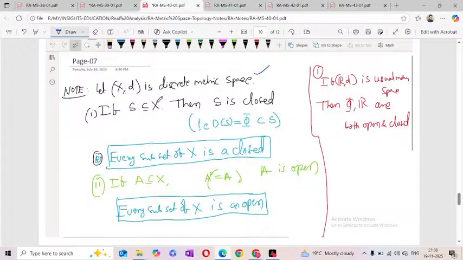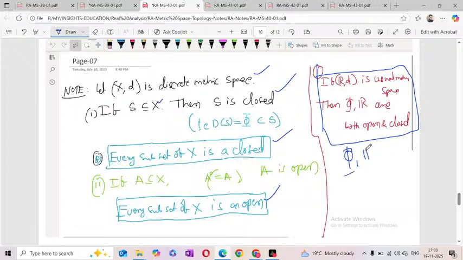If S is a subset of S, definitely that is the closed set. That means every subset of X is always closed. Same if every subset of X is open also. That means every subset of X is both open and closed. But in the usual metric, only two sets are both open and closed. What are those? One is the empty set and another one is the real numbers. These two are both open and closed sets. But in the discrete metric, that is different.